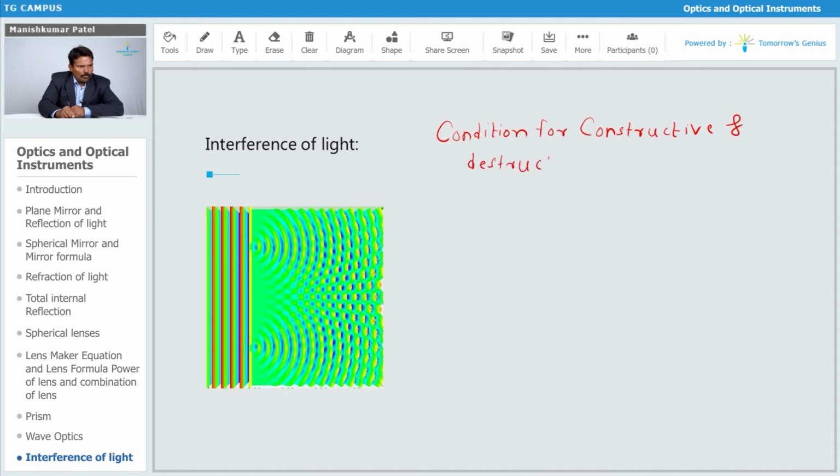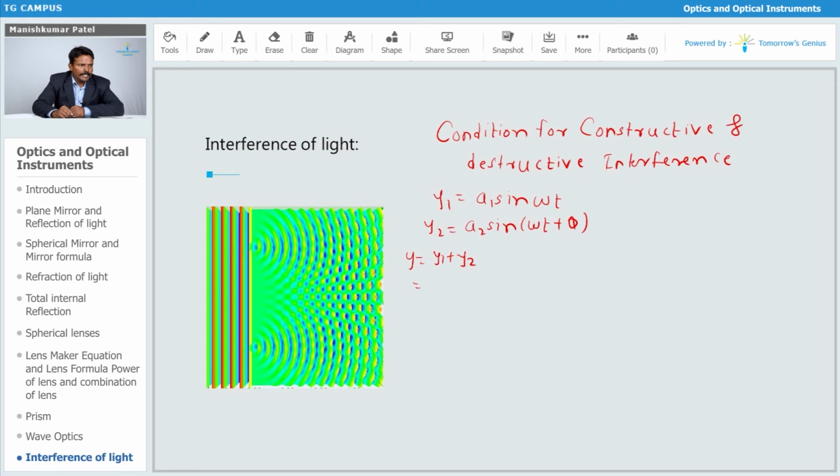Now we will consider when constructive interference will occur. For that you have to write down the equation for the individual waves. Let's say y1 is equal to a1 sine omega t. Similarly, you can write y2, that is a2 sine of omega t plus phi. Then the resultant is y1 plus y2.